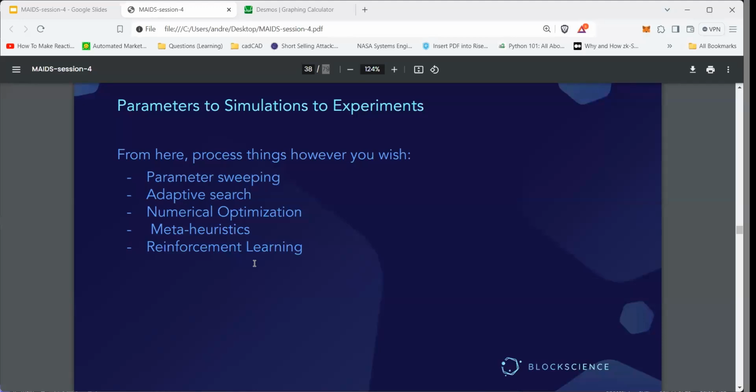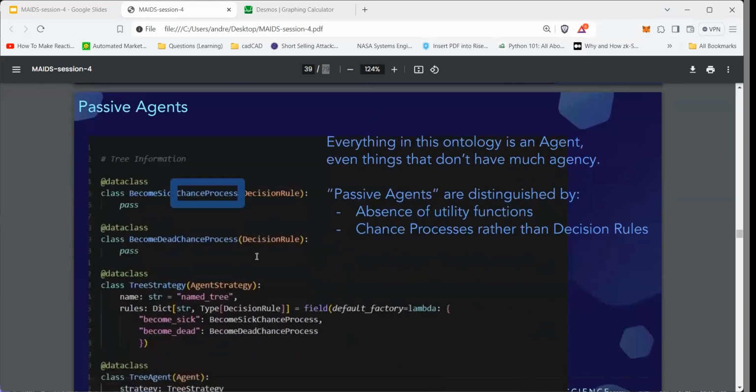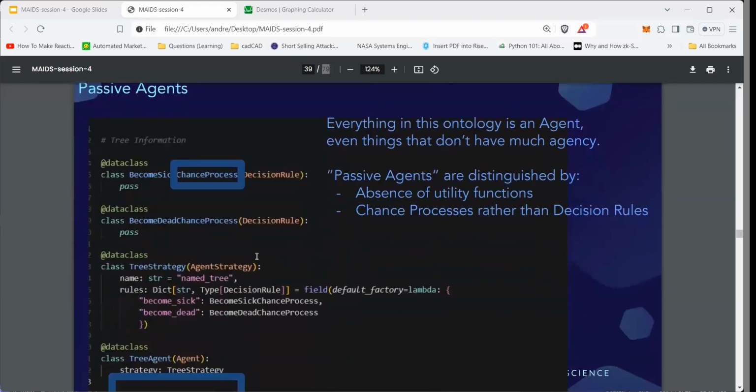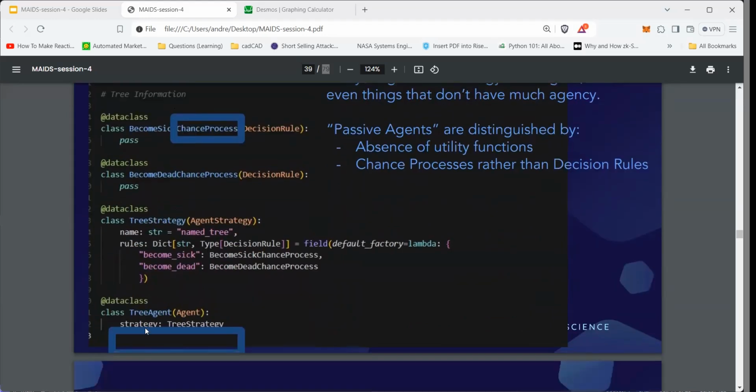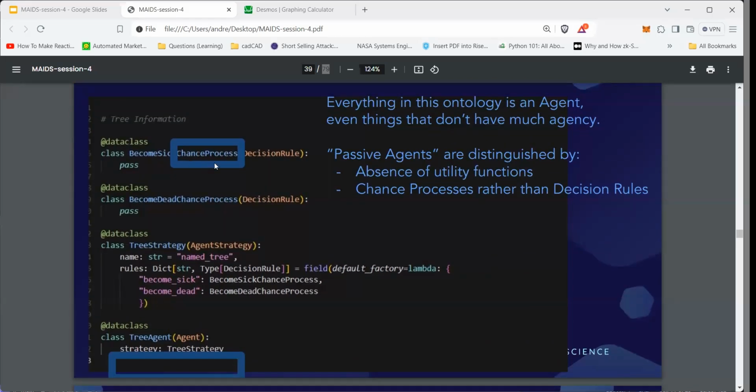So that's what I have prepared. Oh, I'm sorry, I do have one more thing here, which is that this is kind of the philosophical question we were looking at of passive agents. So in this framework, everything is an agent, even if it's not something that you would traditionally think of as having agency. It's just that you don't have utility functions. It doesn't want anything. And it's ruled by probabilistic processes.